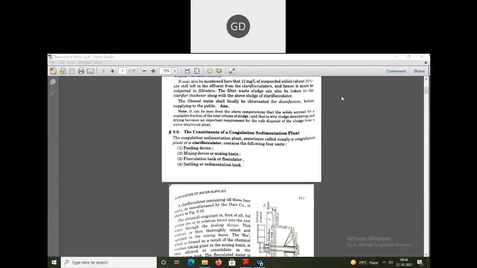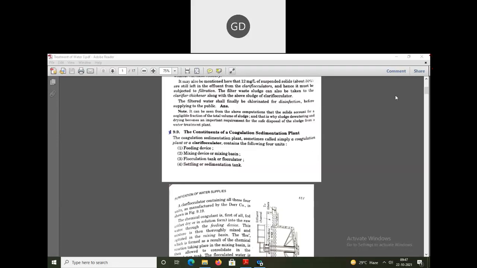Okay, so last class we have been discussing the coagulation sedimentation process, that is, sedimentation aided with coagulation. In today's class we will be discussing the constituents of a coagulation sedimentation plant. This process involves certain chemicals, as we have learned in the last class.